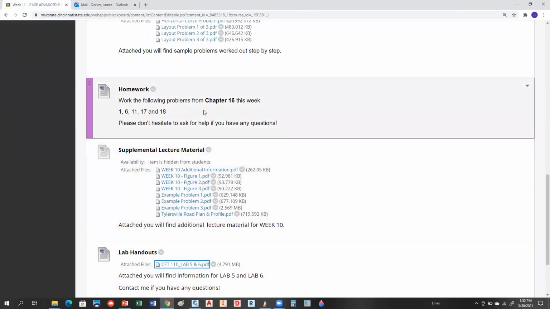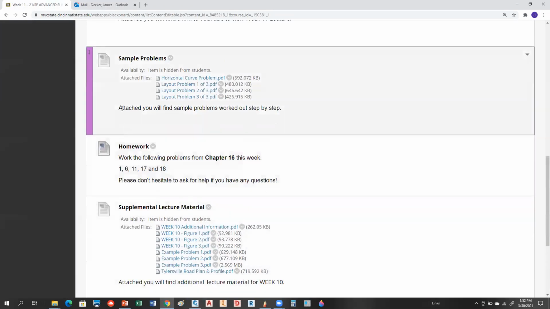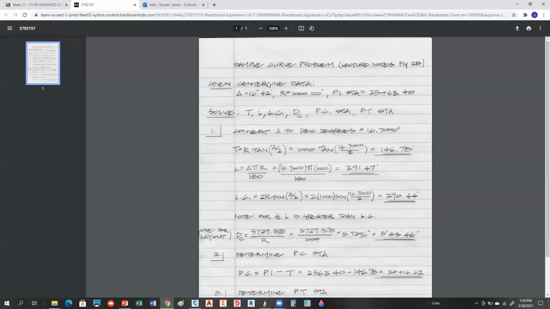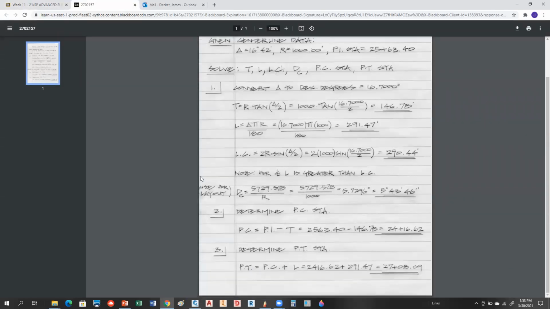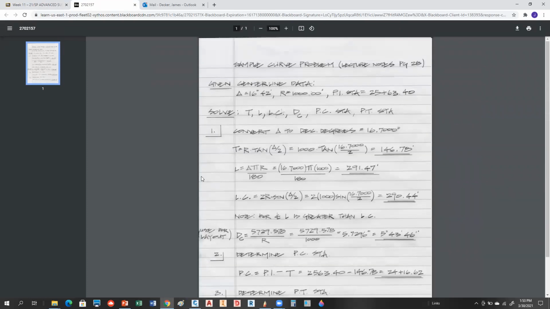I have some homework problems out here for you guys to tackle, and you don't need them for Thursday, but I would try to get them for next Tuesday. That would be helpful. I have some supplemental stuff here that I'm going to give you. I'll probably turn this on today. And there's a horizontal curve problem that you can run through. It's giving you the information, and it shows you how to do everything. So I'll have that out there.